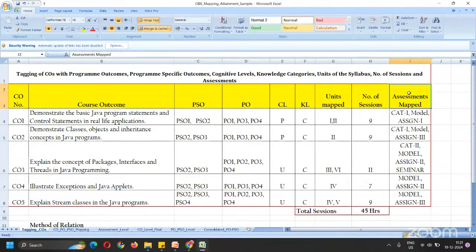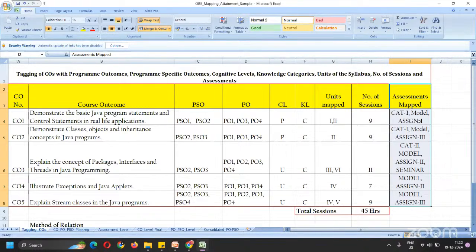And finally, we will be tagging our COs with the assessments. What are the assessment items I have created? If you are taking a summative assessment, usually you will have the components of CAT 1, model exam, and the assignment. If you are an autonomous college or a university, your end semester exam will also follow outcome based education.